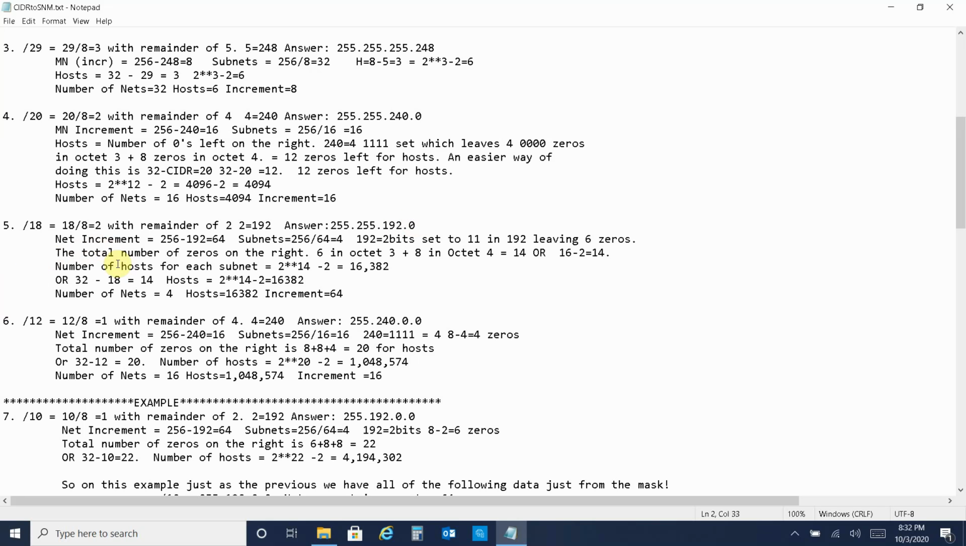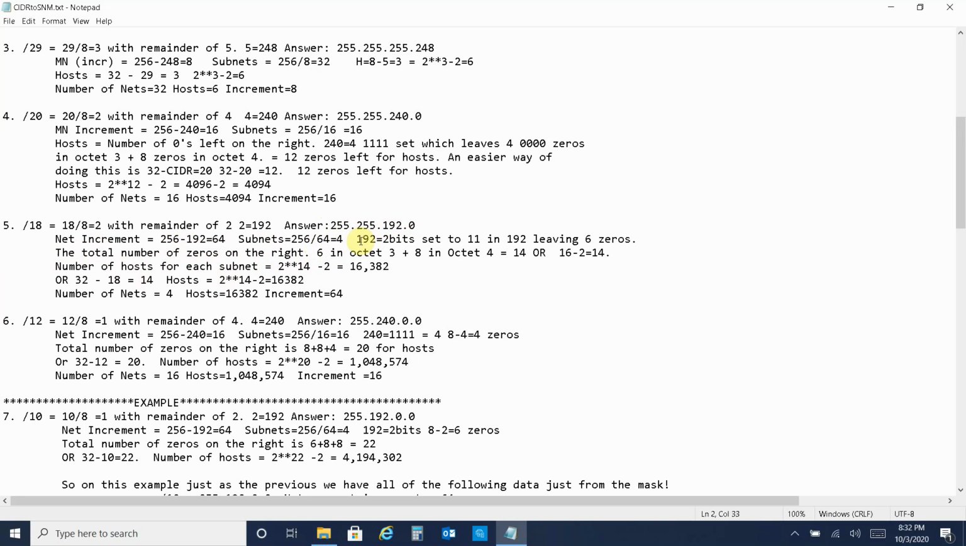The increment for this is 256 minus the first one that's different from the left. It's not 255. 256 minus 192 equals 64. The amount of nets or subnets is 256 divided by 64 equals 4.